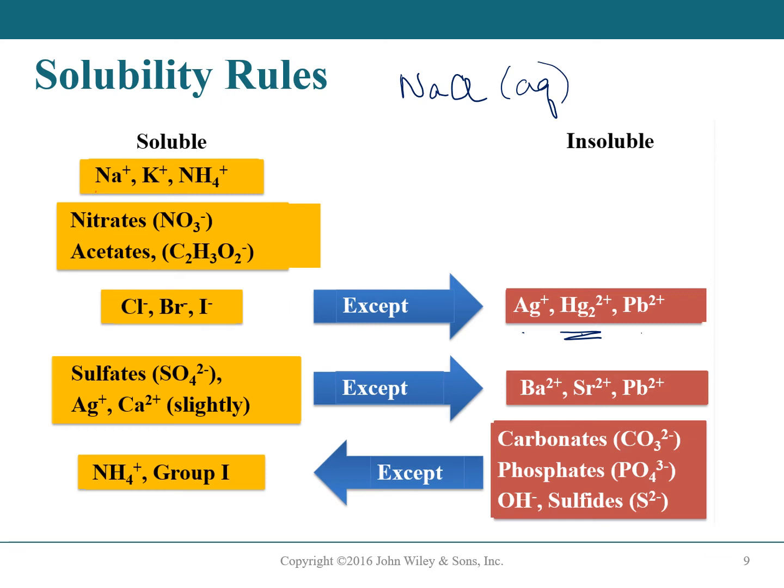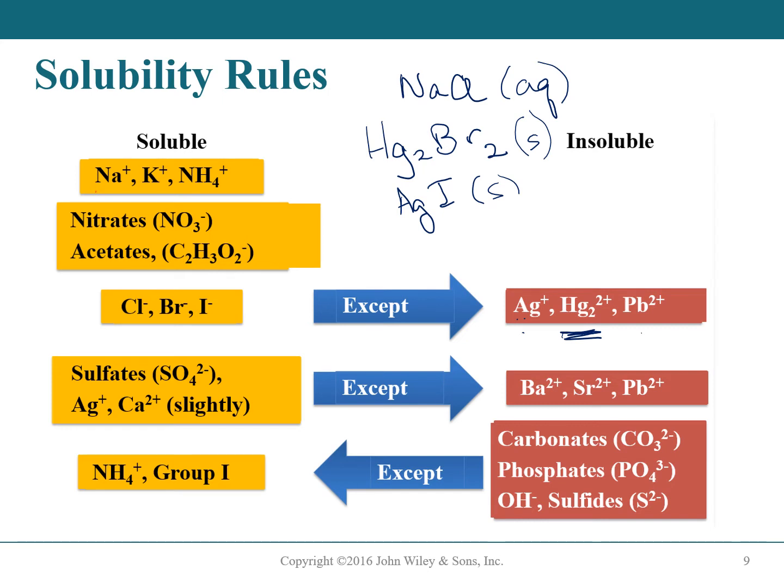If I gave you something like mercury 1 bromide, you say, oh, bromides are soluble. Oh, wait a second, I have mercury 1. It's insoluble, so you put a solid. All right. What about silver iodide? You say, oh, iodide, soluble. Oh, up, it's one of the exceptions. Solid. Okay, so that's how you use this table.